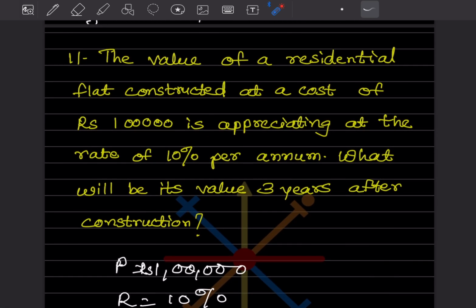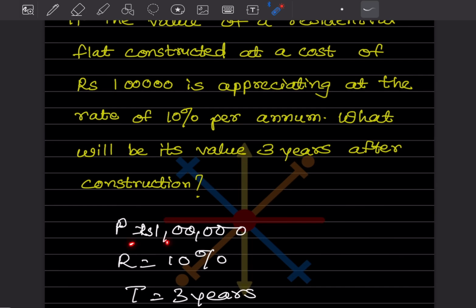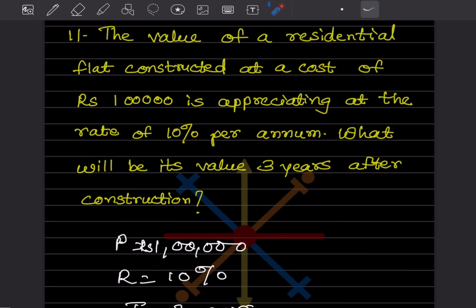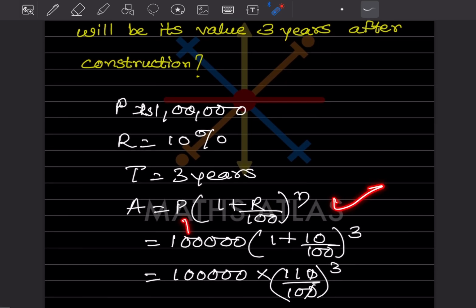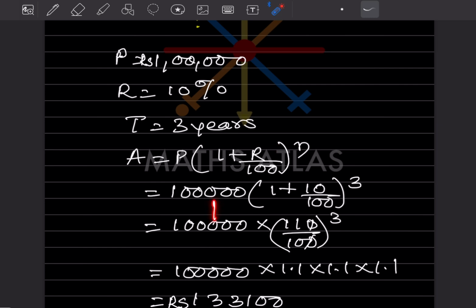The value of a residential flat constructed at a cost of 1 lakh is appreciating at the rate of 10% per annum. What will be the value 3 years after construction? So now again this P is given as 1 lakh. The rate of interest is given as 10% per annum. And the number of years, that is 3 years, T. So same formula, P you will put 1 lakh, 1 plus this R is 10 and this is 3.